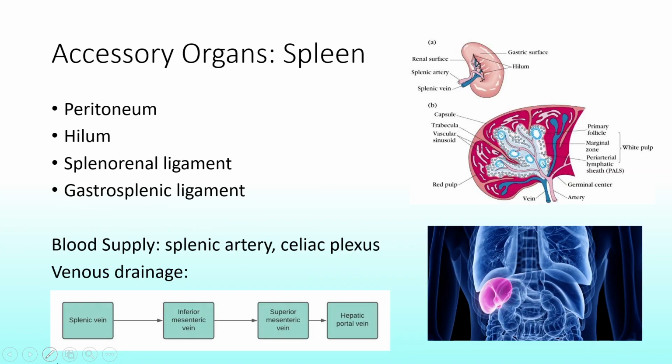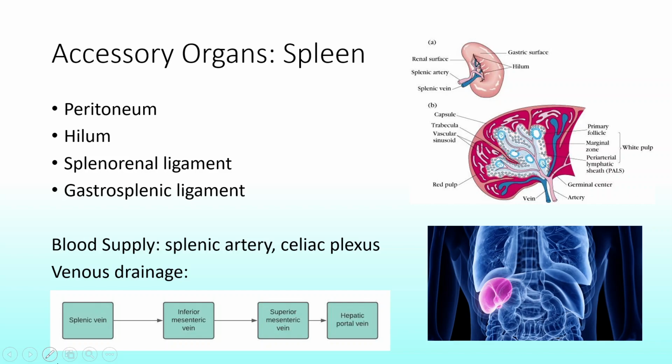Now let's move on to the accessory organs. We have the spleen, which is found on the left side of the upper abdomen. Okay, so the spleen also has peritoneum, which surrounds the spleen except at the hilum. At the hilum is where the splenic branches of the splenic artery enter and leave. This is also where the splenic vein enters and leaves.